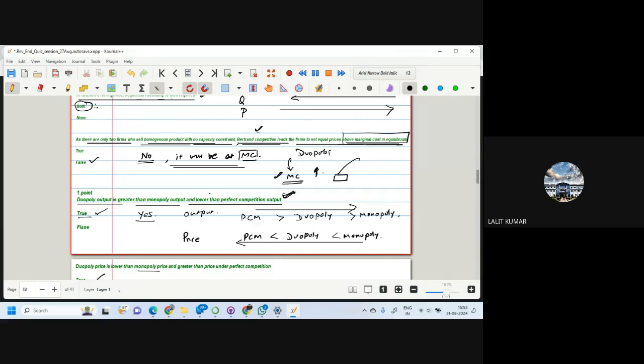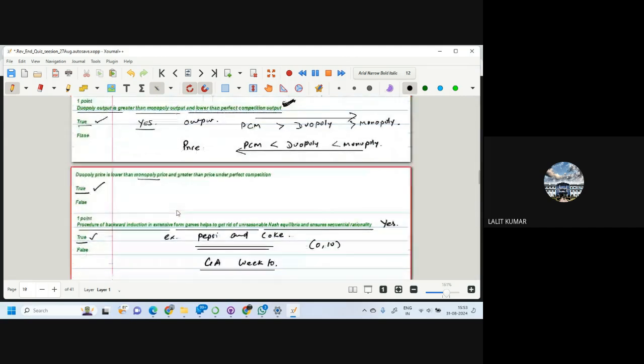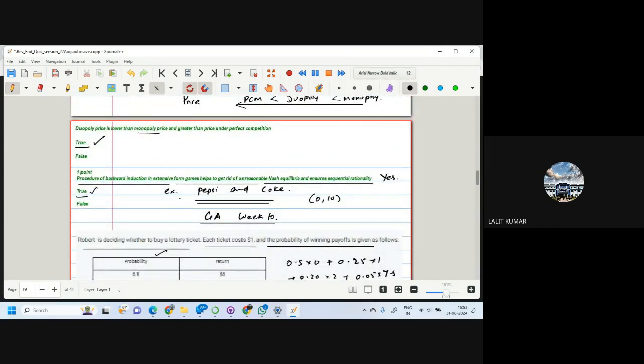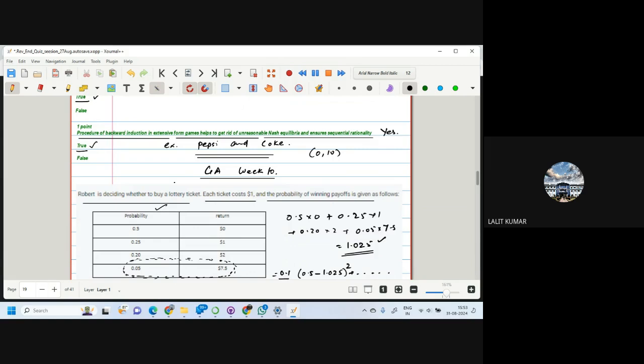As soon as one firm increases its price, for example even by 0.5, that firm will be out. Duopoly output is greater than monopoly output and lower than perfect competition output. Yes, so this we have seen earlier also. Duopoly price is lower than monopoly price and greater than price under competition. Yes. Procedure of backward induction in extensive form helps to get rid of unreasonable Nash equilibria and ensure sequential rationality. Yes, we have seen this from the Pepsi and Coke example.